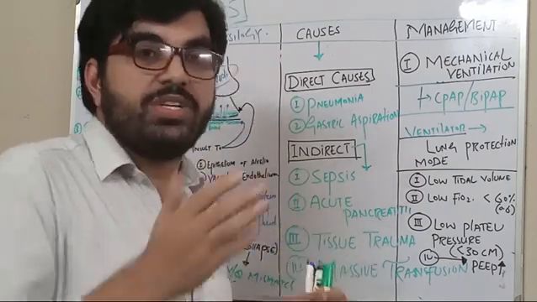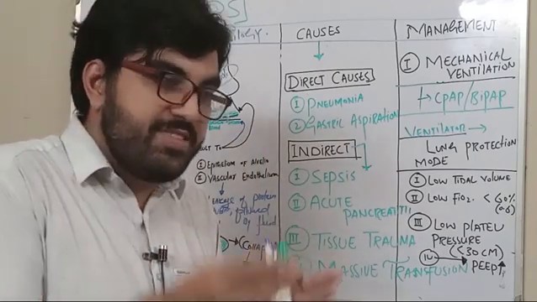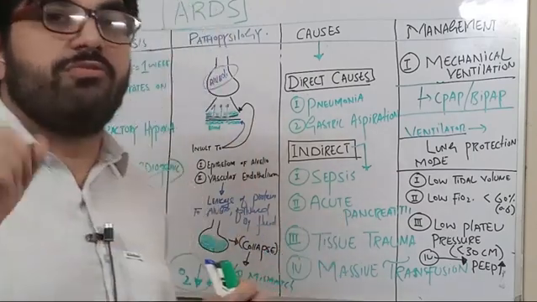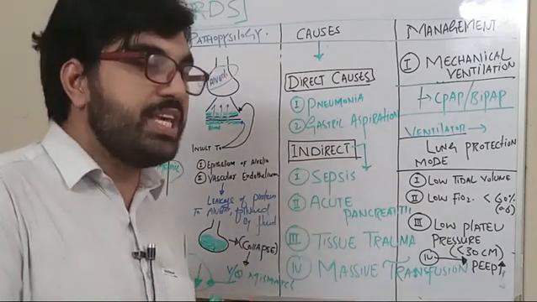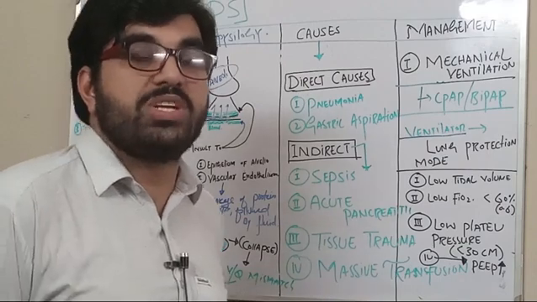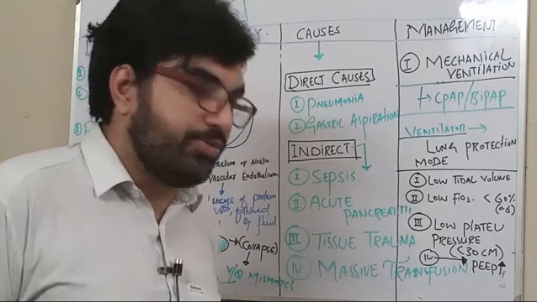If that is 200 to 300, this is mild. If that is 100 to 200, that is moderate. If that is less than 100, that is severe ARDS. What if the PaO2 is not possible? What is the alternative? What if you are not able to take the ABGs of the patient?